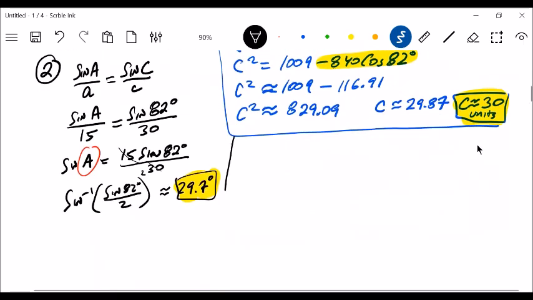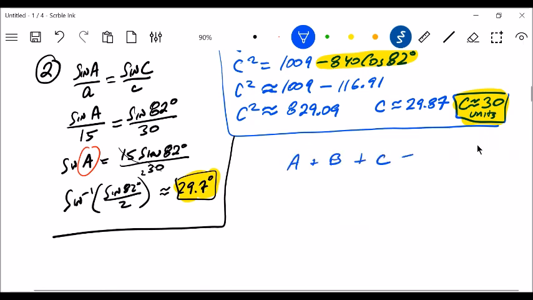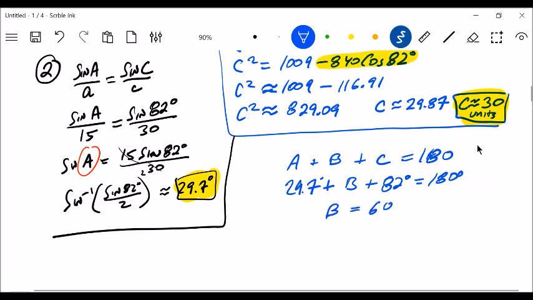The last one is actually now the easiest because we know that 3 angles in a triangle add up to 180 degrees. So A plus B plus C is equal to 180. Okay. And that means that's 29.7 plus, well, I don't know what B is yet, plus the C is 82 degrees, and that's equal to 180 degrees. And if I subtract 82 and subtract 29.7 from 180, I get that B is 68.3 degrees.